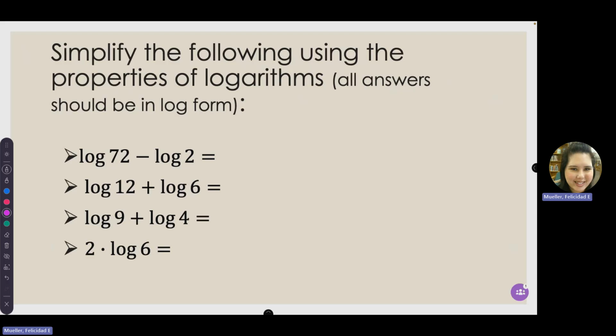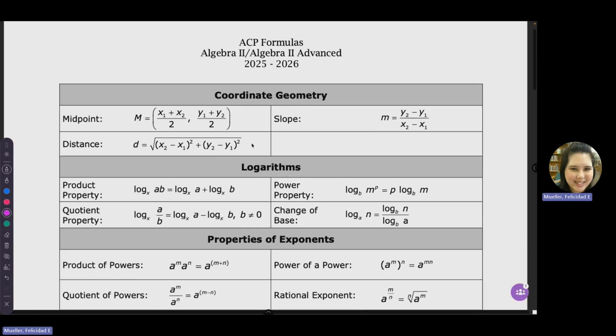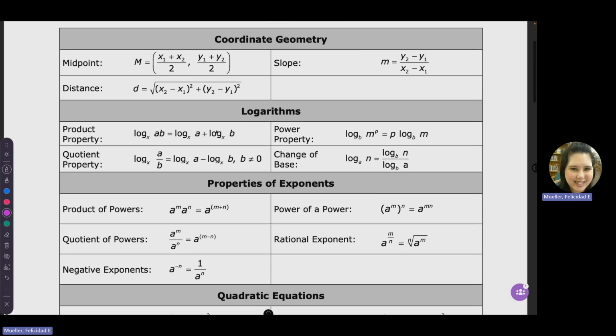Okay, question 3 asks us to simplify using the properties of logarithms. And we do note that all answers should be in log form. It does say to use the properties of logs. So luckily on your formula chart that you do get on the ACP as well as your test, we do have our properties. We have product property, which says that we can condense by multiplying A and B here. We have quotient property that says we're going to divide A and B. Power property that moves the exponent to the front or moves the multiplier to the exponent position.